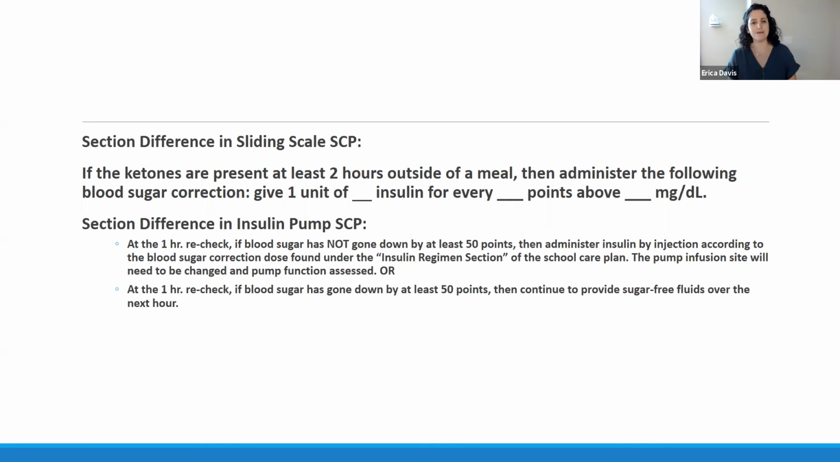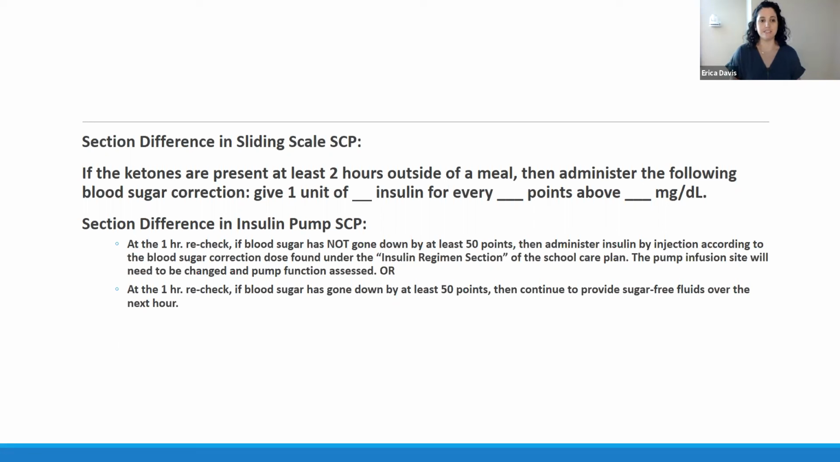The insulin pump school care plan is going to be different as well. A lot of the times with the insulin pump, the reason we have ketones is due to some malfunction of the pump or the infusion site. So we always want to troubleshoot what's going on with the insulin pump in the case of ketones. Always check and see if there's any very obvious thing going on, like we see the set hanging out of the body. It's not even in. That's going to be pretty obvious that the set's not working.